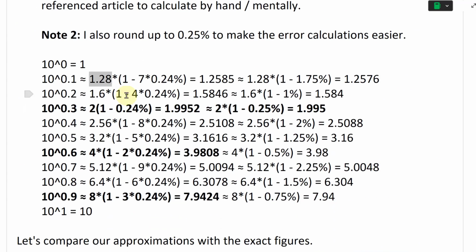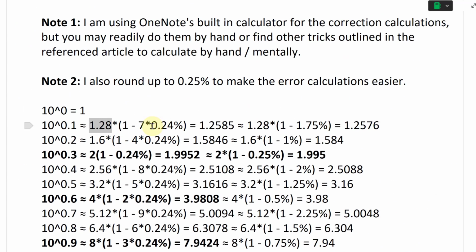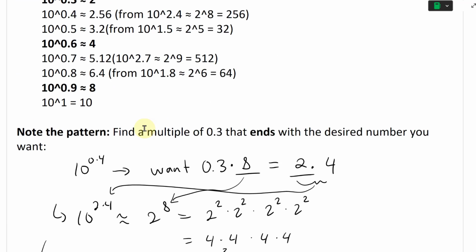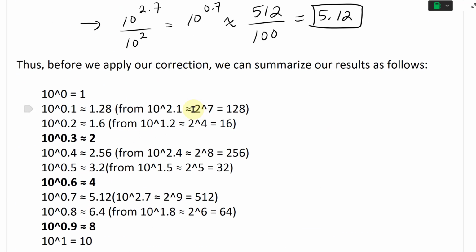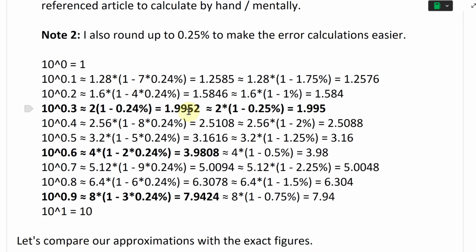And then what we could do is subtract 0.24% times how many times we had to multiply it. So if you look at the 10 to the 0.1, we had to apply the error 7 times. So that means this was derived from 2 to the 7 equals 128. So that means we have to multiply 7 times. In other words, we're going to have 1 minus, so we're subtracting from 1, which is just with no error, 7 times 0.24. And then if you plug in your calculator, this one here is built in. It just automatically calculates 1.2585.